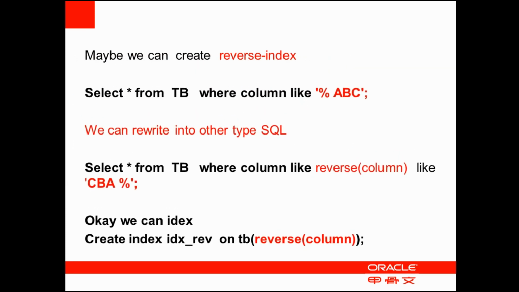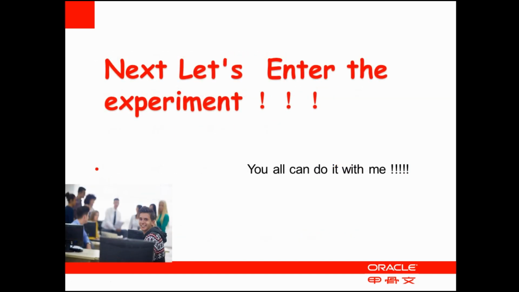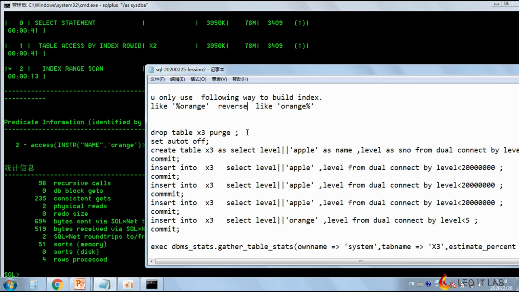Select * from TB where clue like '%ABC'. We can rewrite it into another type of SQL statement: select * from TB where reverse(clue) like 'CBA%'. Okay, we create an index on table reverse(clue). Let's do it again. In general, we create a test table X3. We can have a try.